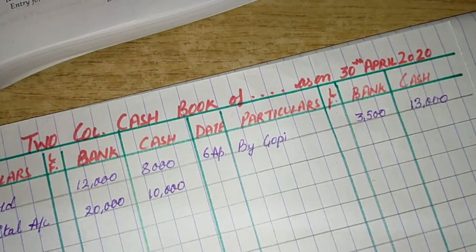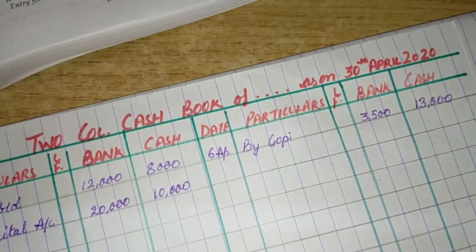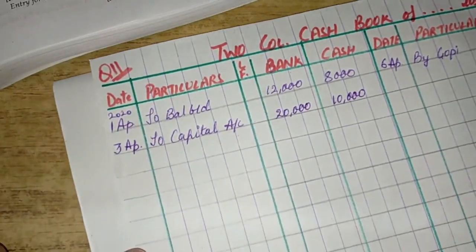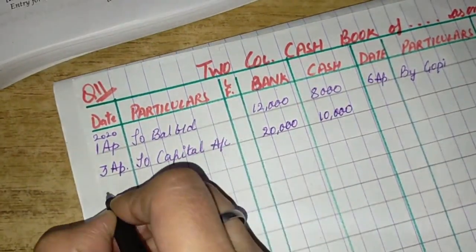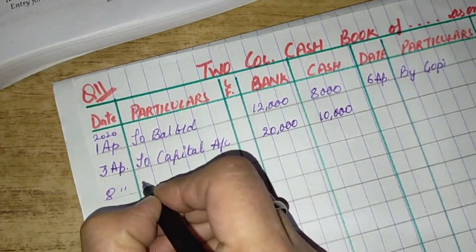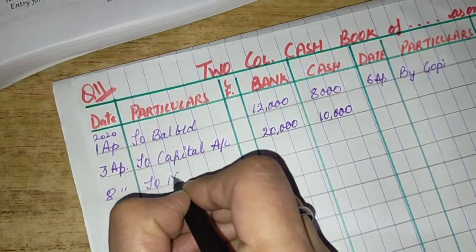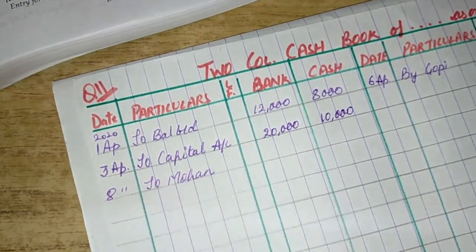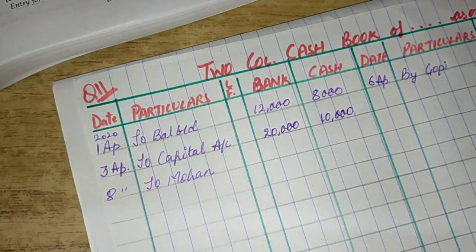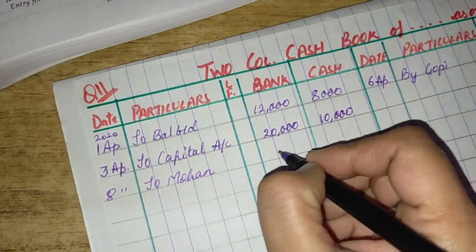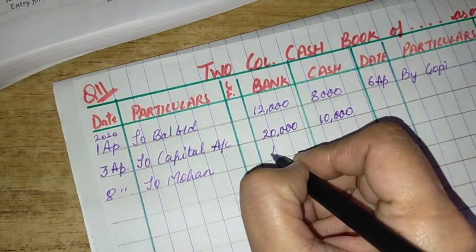Now coming to the next one, on 8th of April, Mohan deposited a check of rupees 4,000 in our bank account. Mohan has deposited money in our bank account. That means we have received the money. So on 8th April to Mohan, and since he has deposited the check in our bank account, that means directly deposited in our bank, this money will be added in your bank column, 4,000.